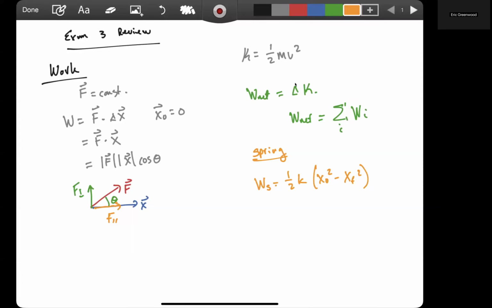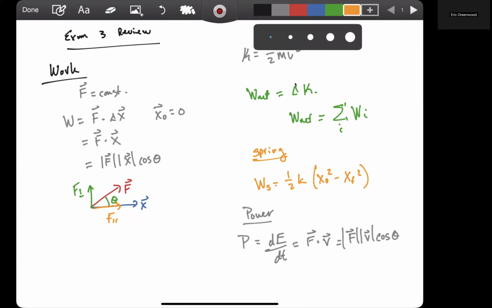Good. And then the last thing in this chapter is the power. The power P is equal to the time rate of change of the energy, which is the same thing as the time rate of change of the work, which is the force dotted by the velocity. Or this is the same thing as the magnitude of the force times the magnitude of the velocity times cosine of the angle between the two, where just like with the work, if this is my force and this is my velocity, then again it's the angle between these two vectors.